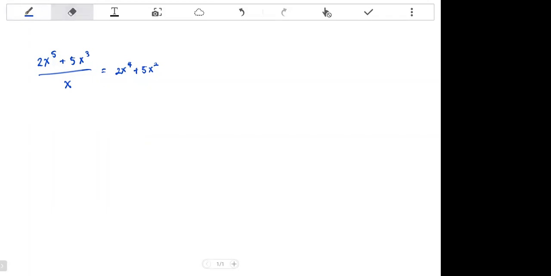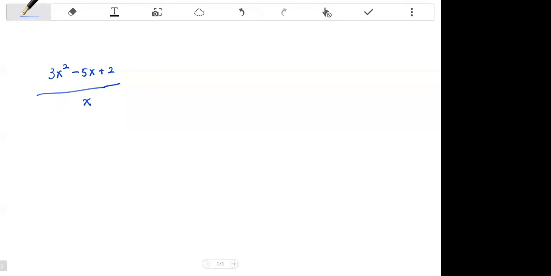이 부분 그냥 건너뛰자. 다음 부분 어려웠던 부분. 그럼 바로 내려가면 3x squared minus 5x plus 2 over x. 이거 풀 수 있었던 사람 있어? 예지가 풀었어? 네. 답 뭐 나왔어? 3x minus 5 plus 2 over x. Okay.